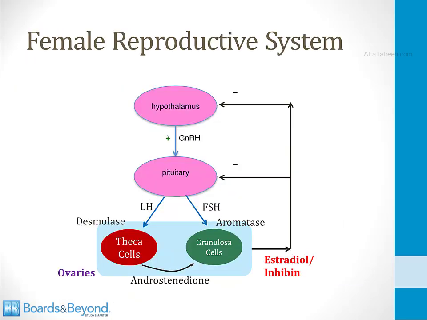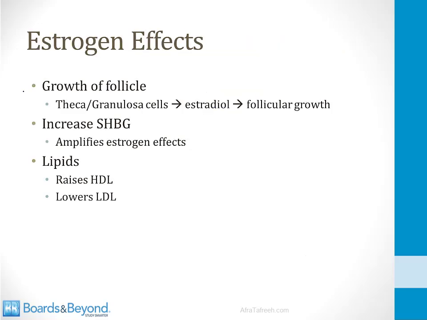Here's an overview of the female reproductive system. The hypothalamus produces GnRH, which stimulates the pituitary to release more LH and FSH. The LH can activate the desmolase enzyme in theca cells so that they convert more cholesterol into androstenedione. The FSH can activate the aromatase enzyme in granulosa cells so that more androstenedione is converted into estradiol. And then the estradiol and also inhibin, which is produced by granulosa cells, exerts negative feedback on the pituitary gland and the hypothalamus. Let's talk about some of the effects of the estrogen hormones.